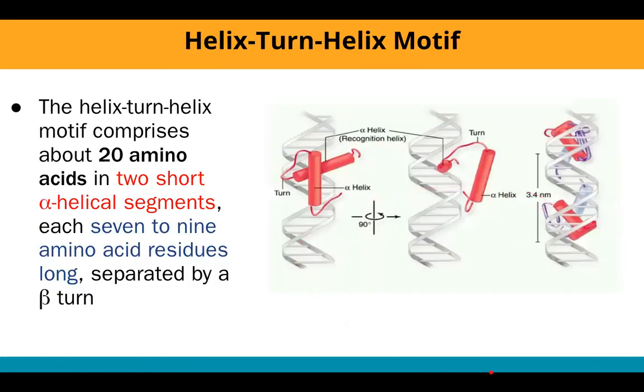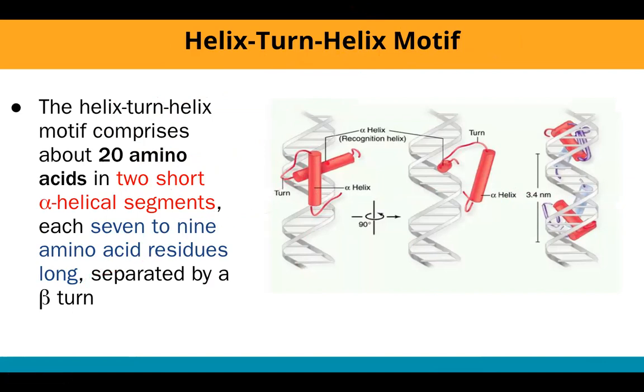Well, now let's discuss the types of motifs one by one. The first type of motif to discuss is the helix-turn-helix motif. This is one of the motifs that are common in prokaryotes. The helix-turn-helix motif comprises about 20 amino acids in two short alpha helical segments, each 7 to 9 amino acid residues long.